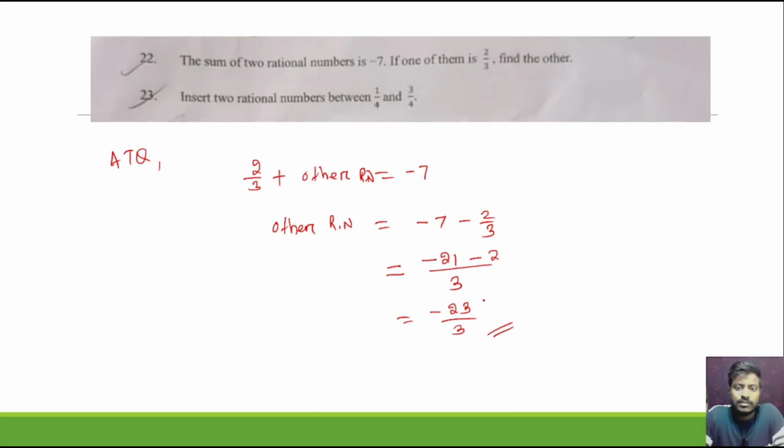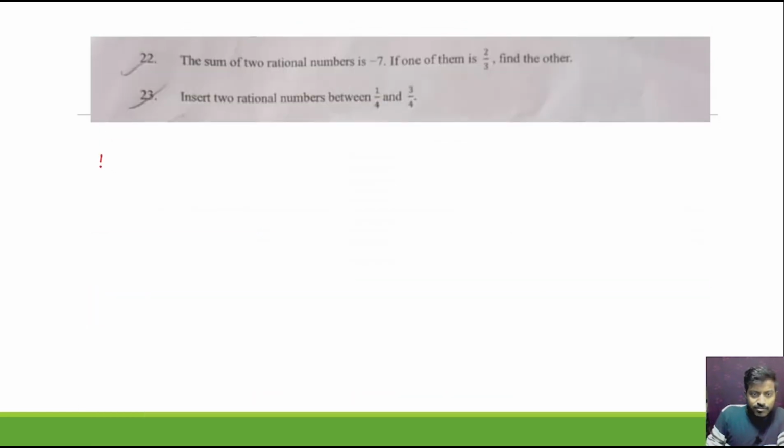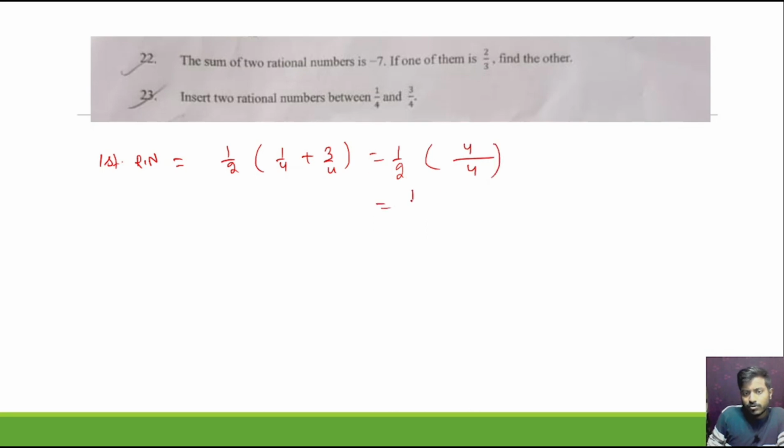Okay. Next question. Insert two rational numbers between 1 by 4 and 3 by 4. So the first rational number: the formula is 1 by 2 times (1 by 4 plus 3 by 4). Now solve: LCM is 4, the denominator is the same, so only add the numerators. So it equals 1 by 2 times 4 by 4.